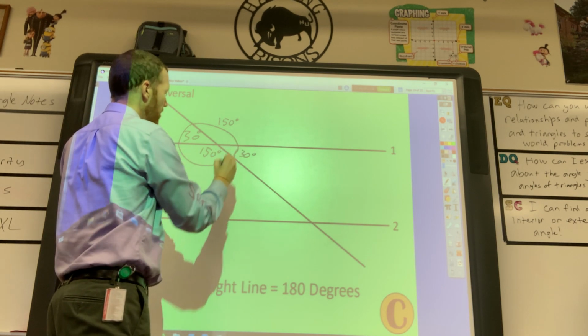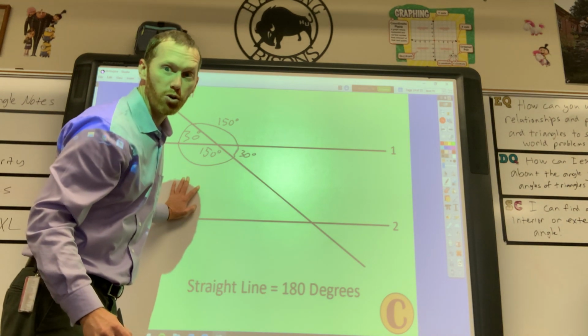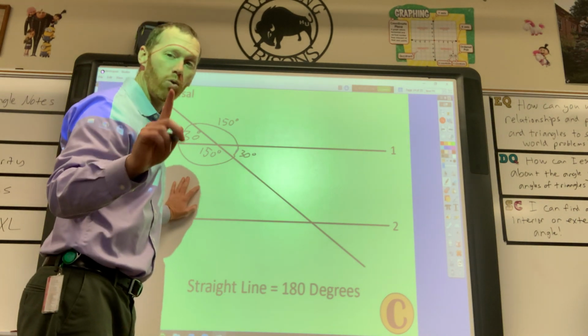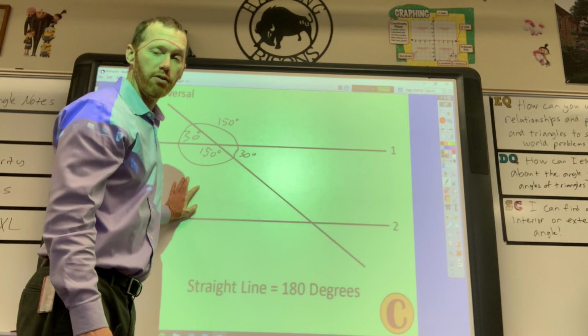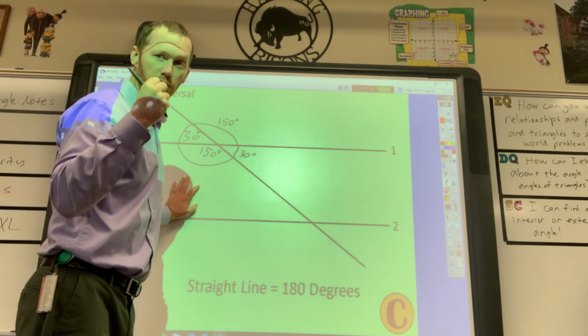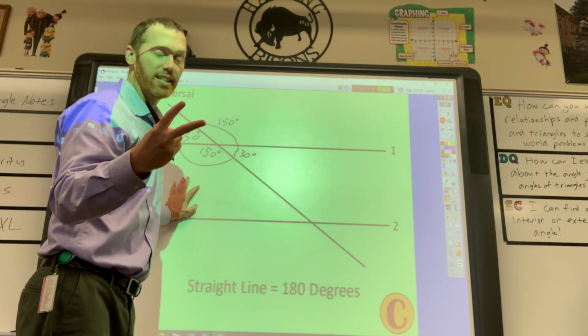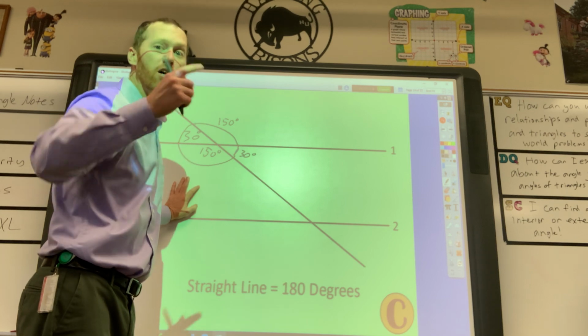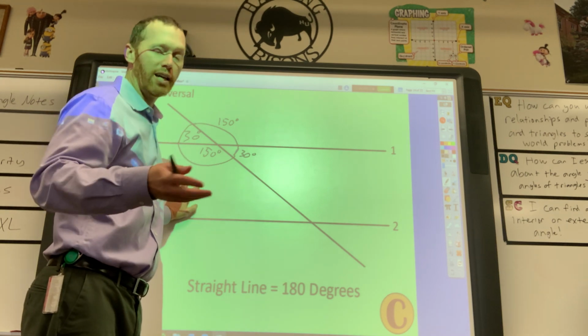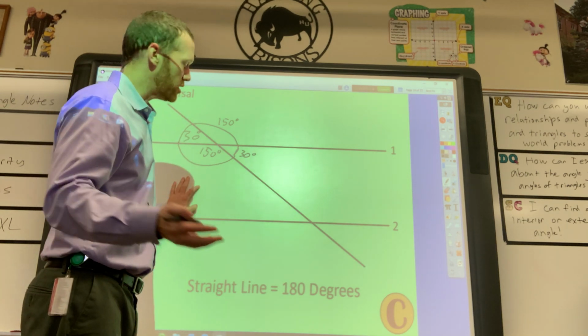And here's the pattern, and here's the good news about transversals. When you're working on a transversal and you're looking for angles, there are only going to be two different numbers in the entire transversal, and they're just going to pop up over and over and over again. All you got to do is put them in the right place.